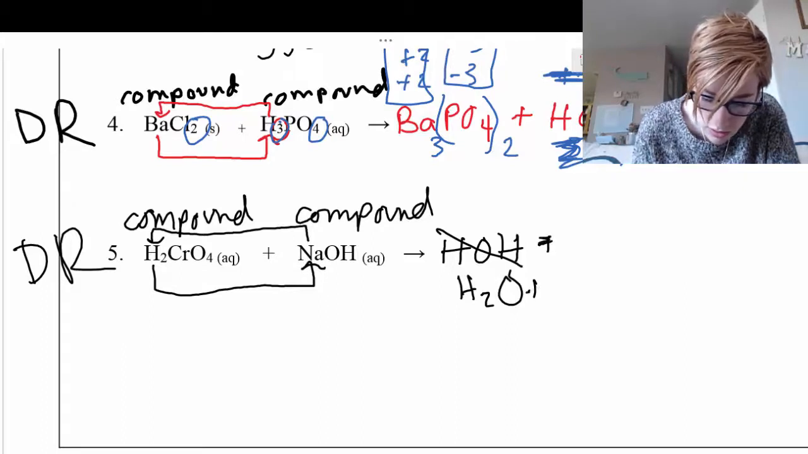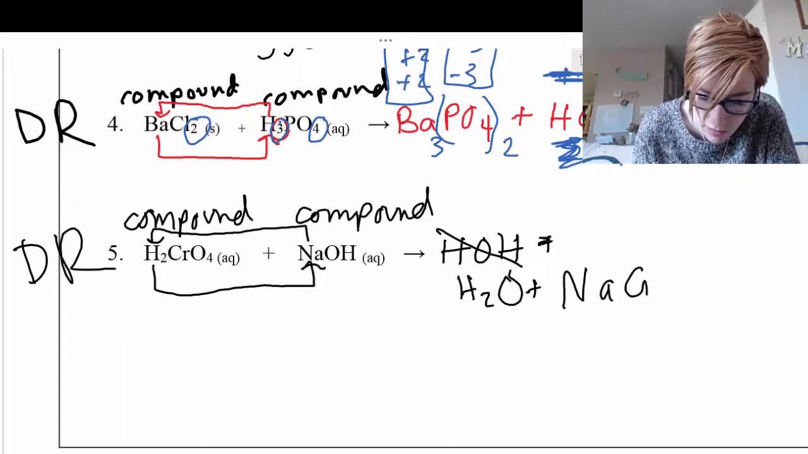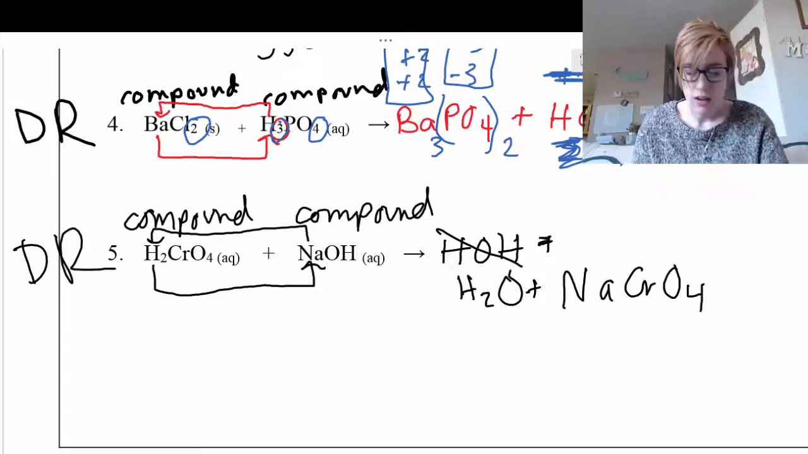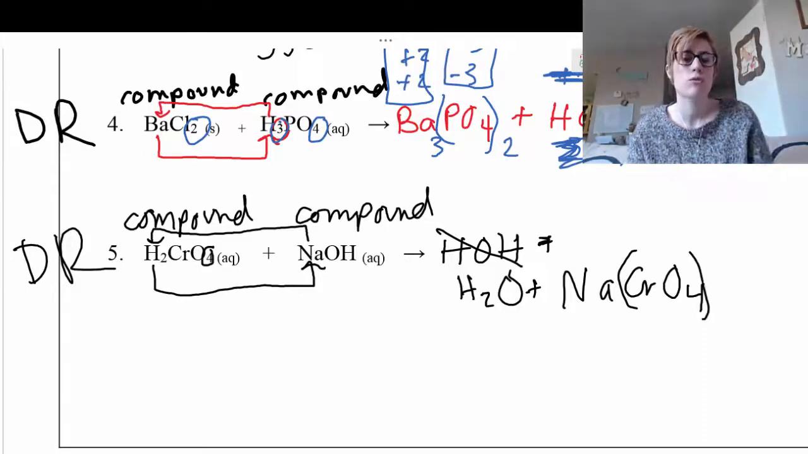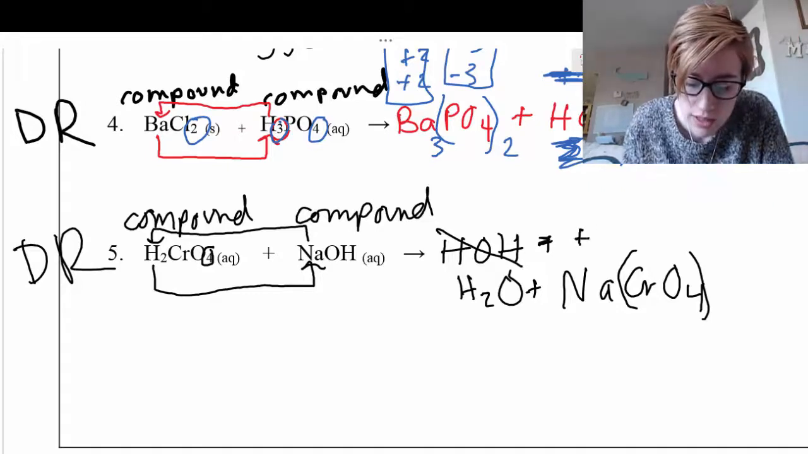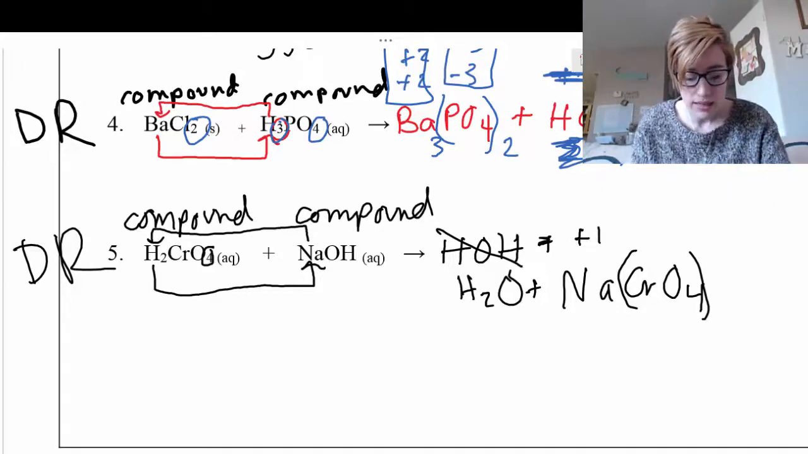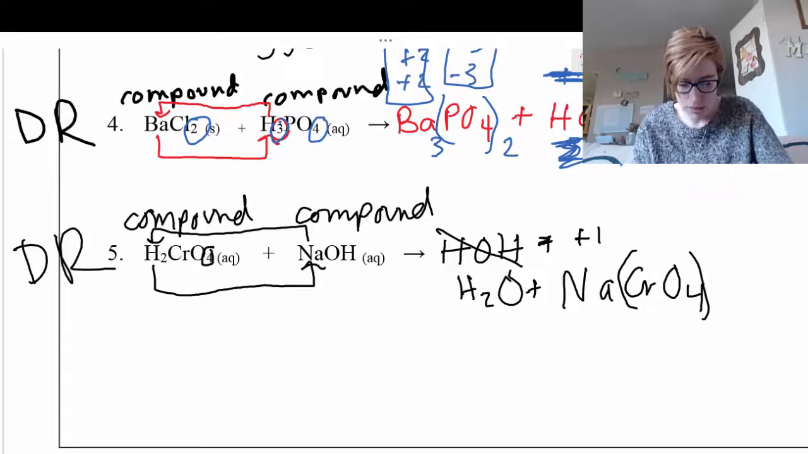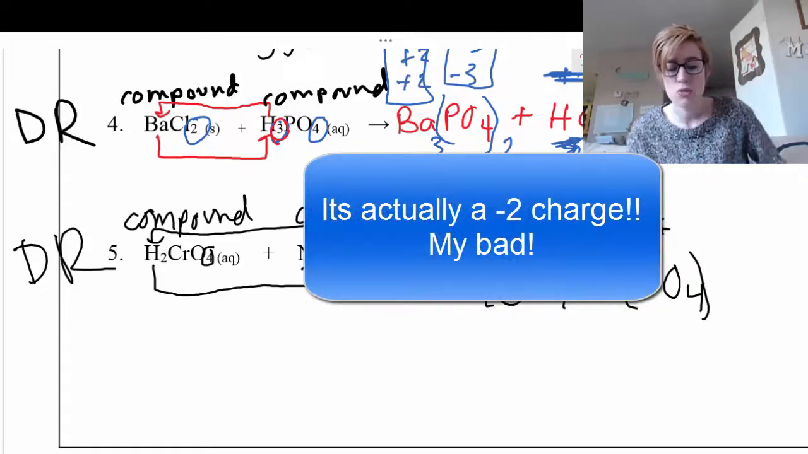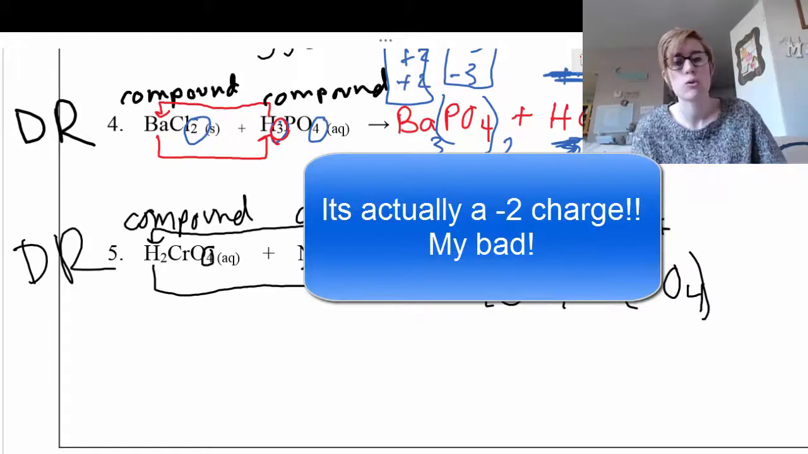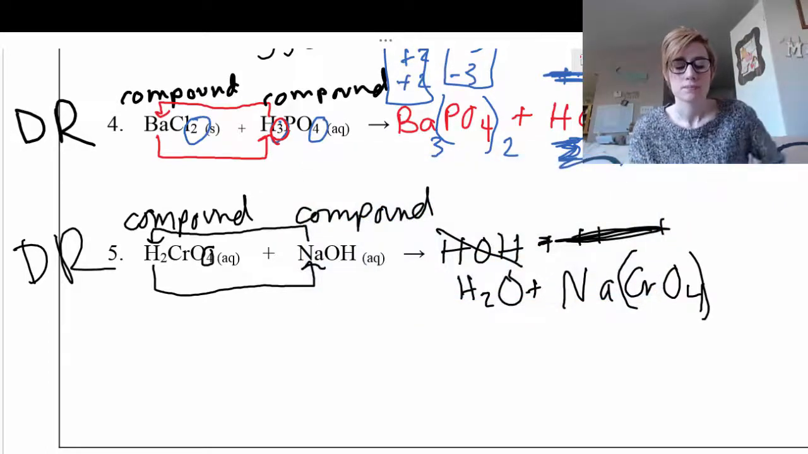Now sodium is going to replace hydrogen, so it'll be sodium chromate. And again, the only reason I'm taking this subscript here is because it's part of CrO4's formula. So I have to even out charges. Sodium is in group 1, so it's +1. Chromate is a polyatomic. Chromate's charge is -1, so they're automatically even. So H2O and NaCrO4 are my products for my double replacement reaction.